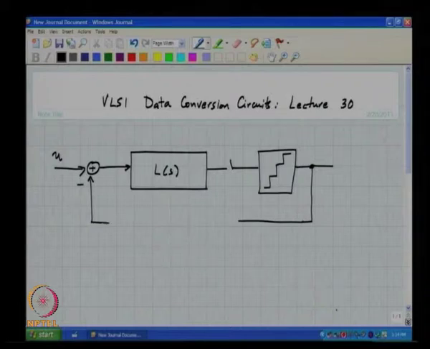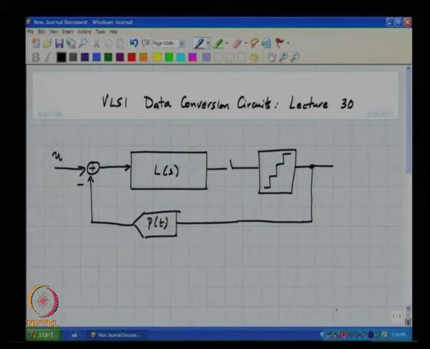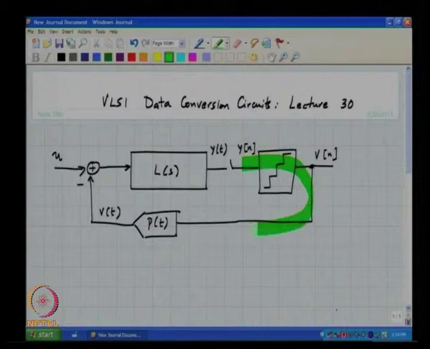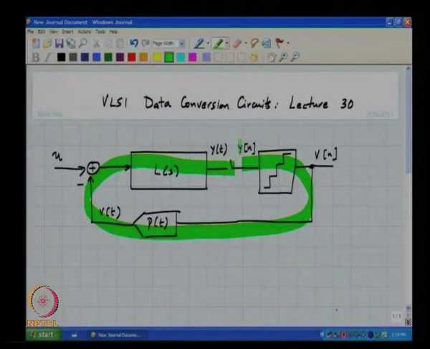So, the basic idea behind continuous time delta sigma modulation is to make the loop filter in continuous time and sample its output, so that as far as the feedback loop is concerned, if we break the loop here, the loop would not know the difference between a discrete time loop filter or a continuous time loop filter.